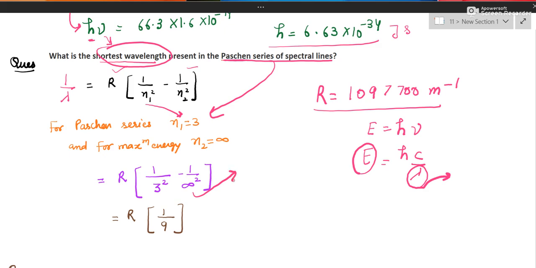Okay. For minimum wavelength, energy has to be maximum, and maximum will be obtained when the other state you are jumping to or jumping from is in infinity. So n2 is infinity. So you can substitute and you can find out 1 by lambda and you can report lambda finally.